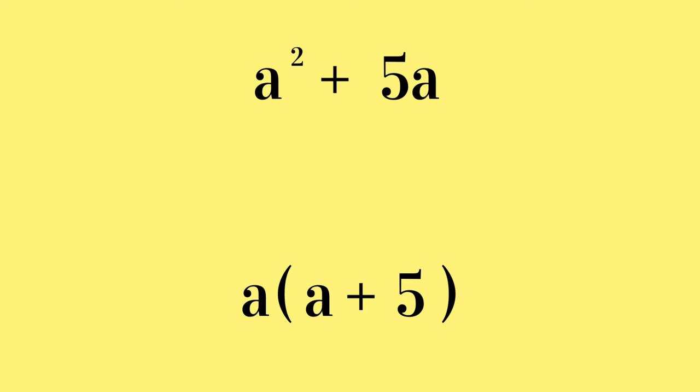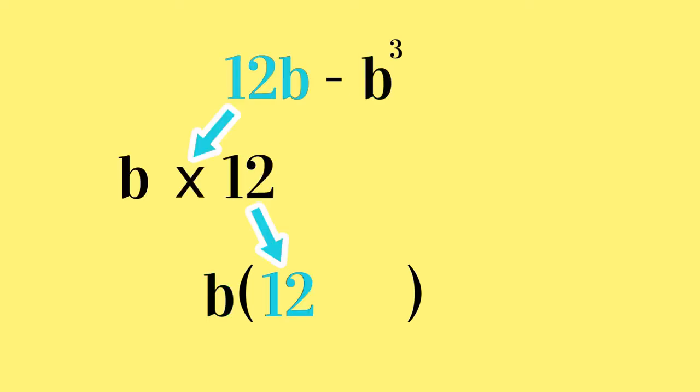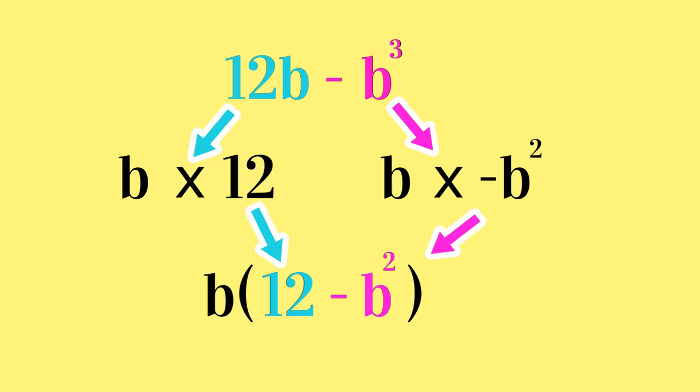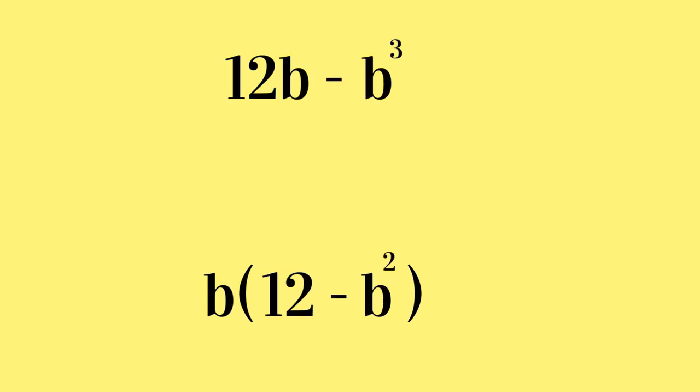Here is another example. 12b subtract b cubed. Here the terms have the common variable of b, so b goes outside of the brackets. b is multiplied by 12 to get 12b, and b is multiplied by negative b squared to get negative b cubed. So the final answer is b open brackets 12 subtract b squared close brackets.